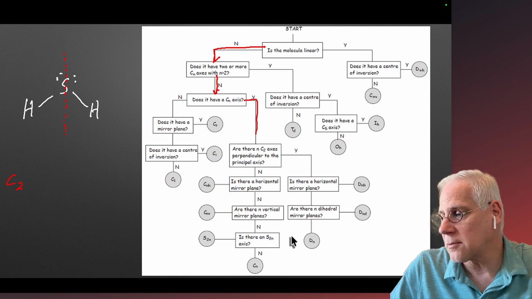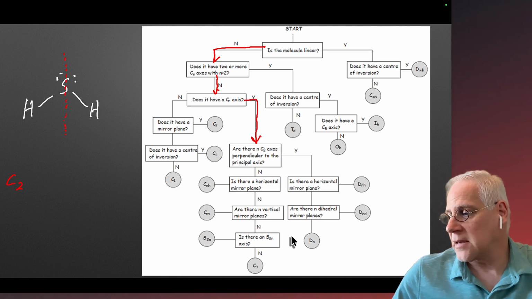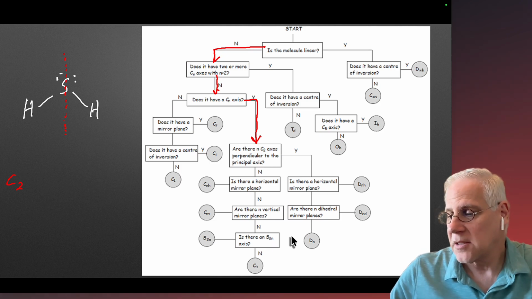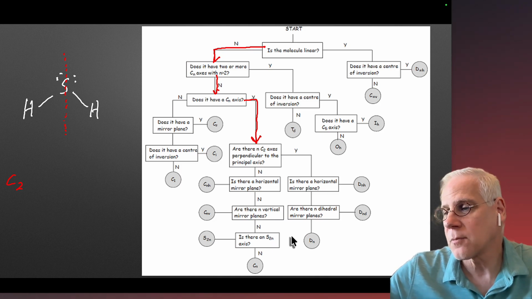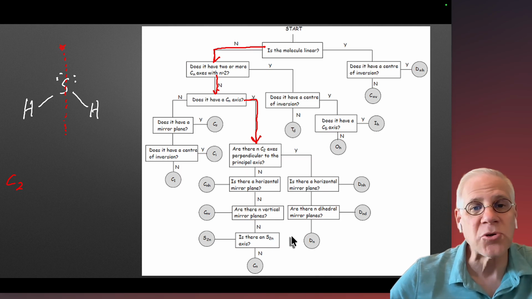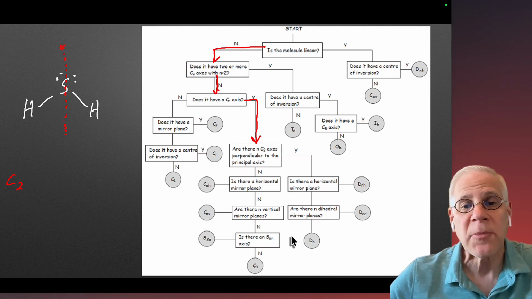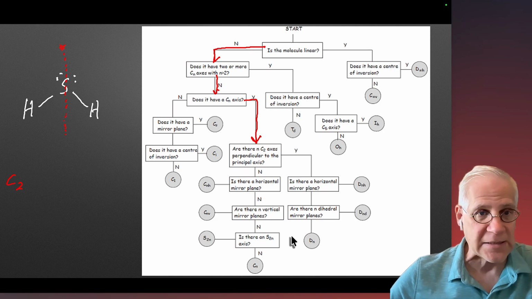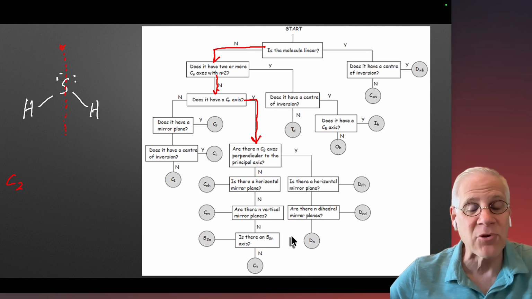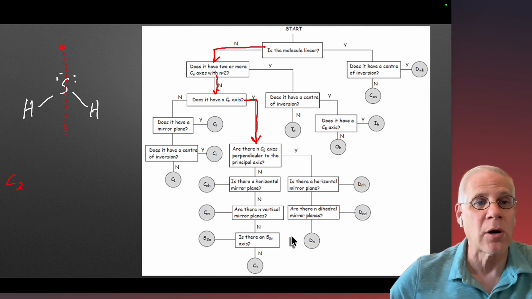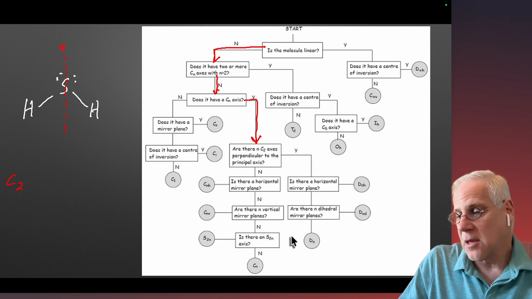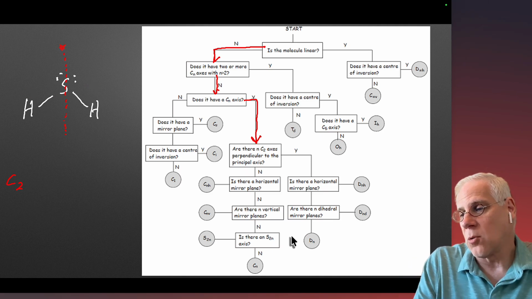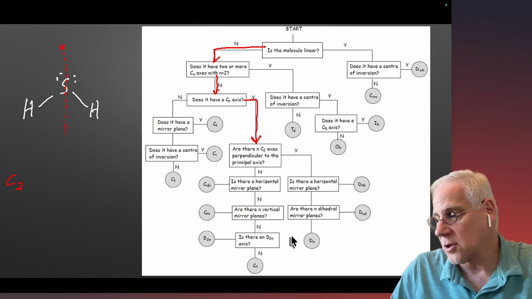Now we're going to go down here. Are there n C2 axes perpendicular to the principal axis? So this is our principal axis here. And it wants to know, do I have n, which is 2, do I have 2 more C2 axes perpendicular to the principal axis? And the answer here is no. I have no other rotational axes, there's certainly none that go this way or coming out of the plane of the screen this way. So my answer here is no.